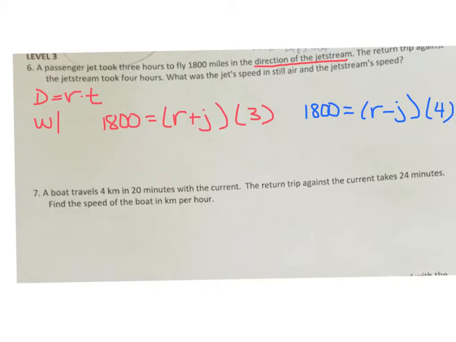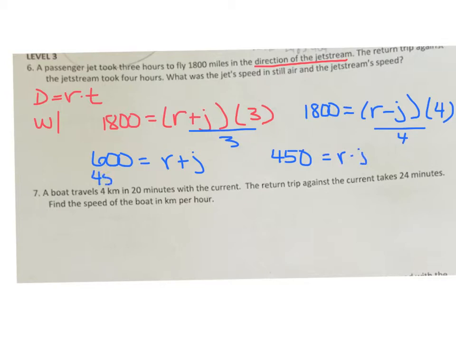Okay, and then we're going to go ahead and solve this. You could distribute the 3 and distribute the 4. I'm just going to divide both sides by 3 and divide both sides by 4. So this is going to be 600 equals R plus J, and 450 equals R minus J. And then you can solve by elimination.